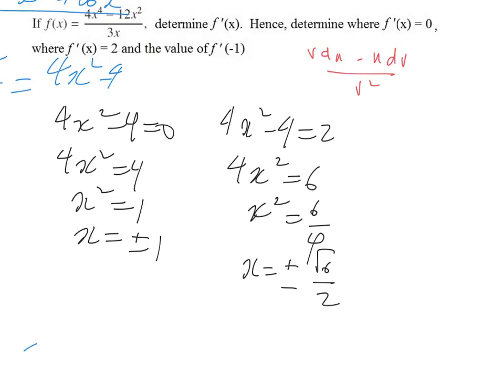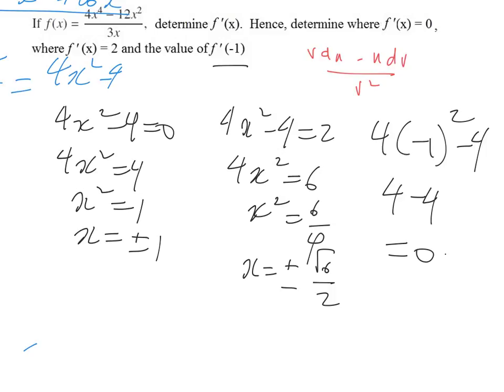And for the last one, we're just going to substitute negative 1. So we'll have 4 times negative 1, squared, minus 4. Now that's squared. So we end up with 4 minus 4. And that just ends up being 0.